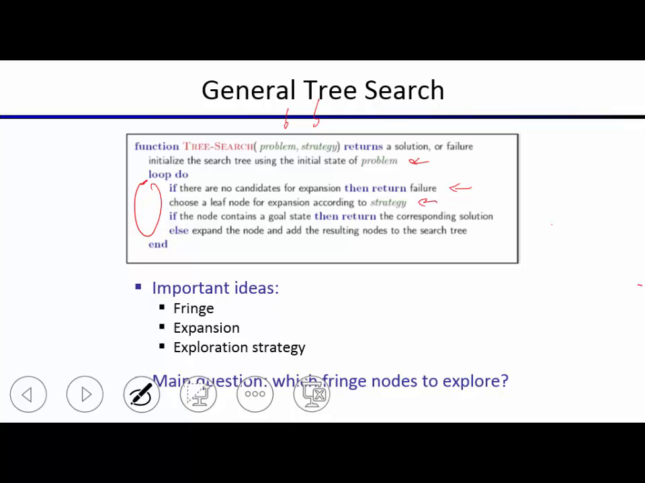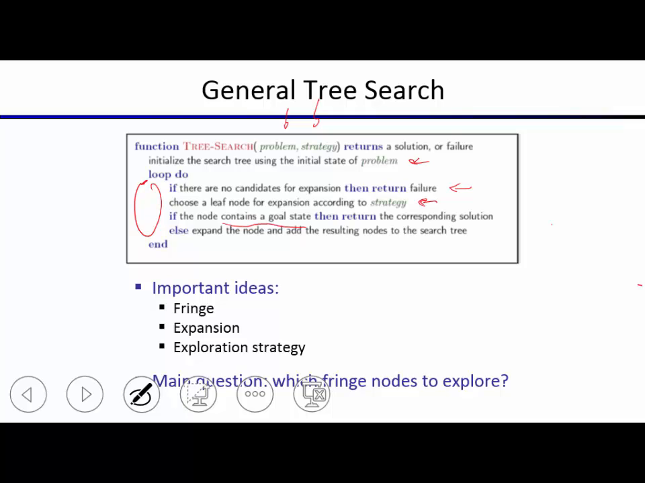You choose that node according to your strategy, which we don't know yet, but you pick one of the nodes and you check if it's a goal state. If it reaches a goal state, you're done. You return the solution. If it's not a goal state, more precisely phrased, if it doesn't lead to a goal state, then you expand that node by calling the successor function and then go back around in the loop.